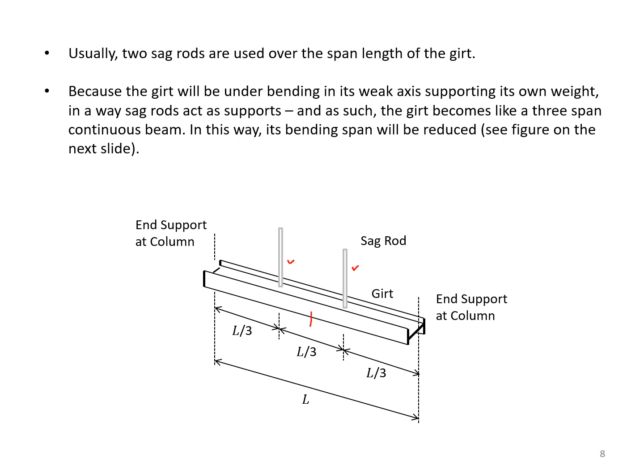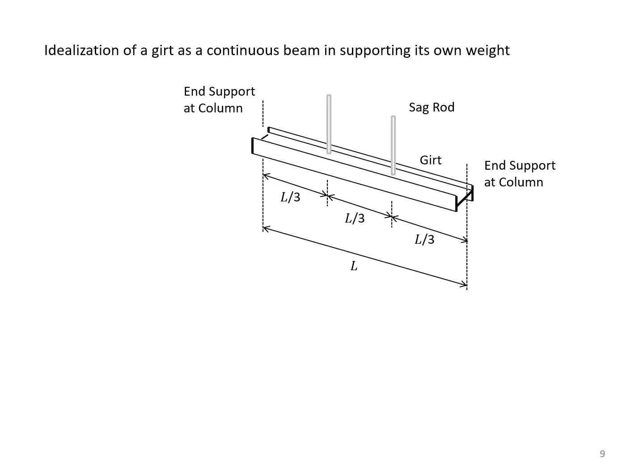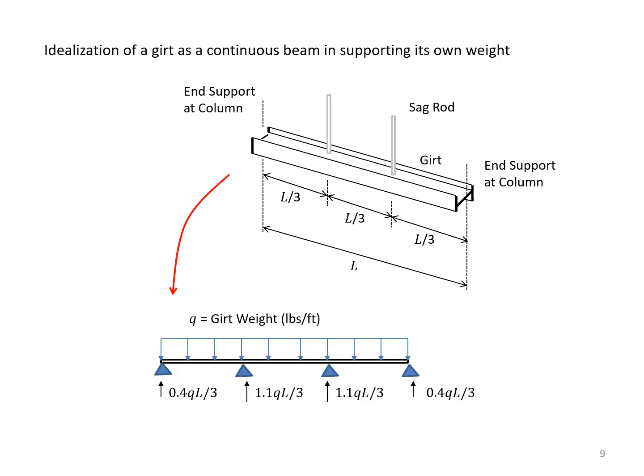The self-weight of the Girt is applied vertically downward, and this creates tension forces in the sag rods. And the idealization as a 3-span beam under the self-weight of the Girt is shown in the next slide. So here is our system again, which can be shown as a 3-span beam under the self-weight of the Girt. The reactions that you see here in the middle supports are actually the tension forces in the sag rods.